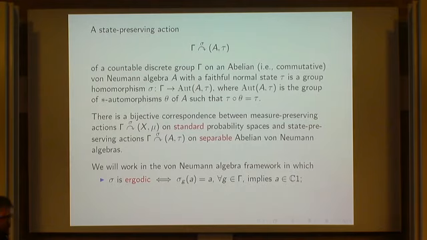Ergodicity just means that if an element of your von Neumann algebra is fixed by every group element, then it has to be a scalar. Remember, there's this identity operator, which is always in our von Neumann algebra. So this being a scalar just means you're a scalar multiple of that. So that's how you formulate ergodicity.